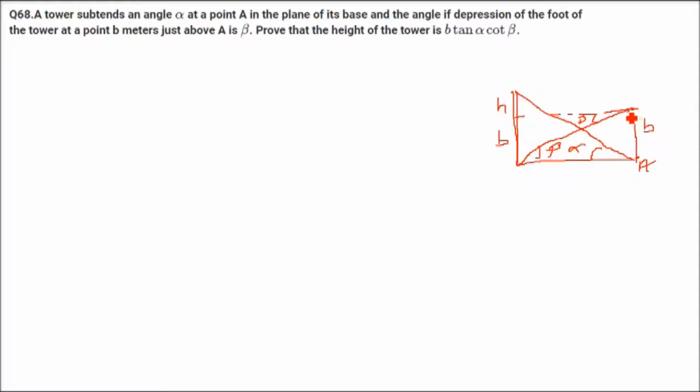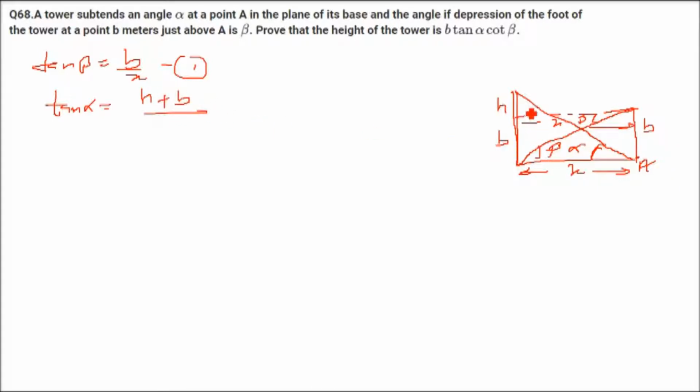First we are going to take this triangle, and let us assume that the distance between them is X. So this will also be X. First I am going to take this triangle, so tan beta is going to be B by X. I'll use this equation somewhere in the coming equations. The second one, we're going to take this triangle with angle alpha. Now tan alpha is going to be H plus B. Please remember, H plus B is the height. So H plus B by X.